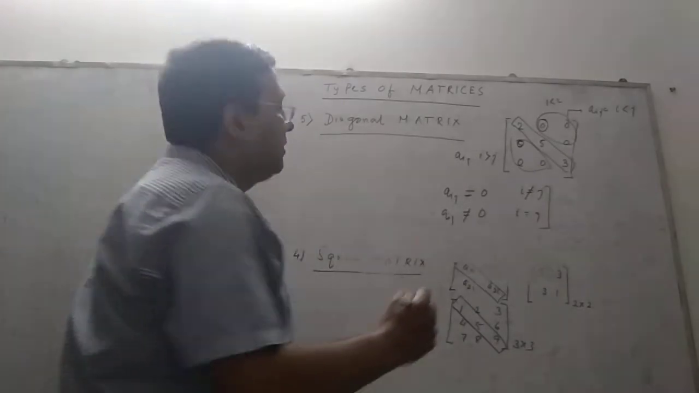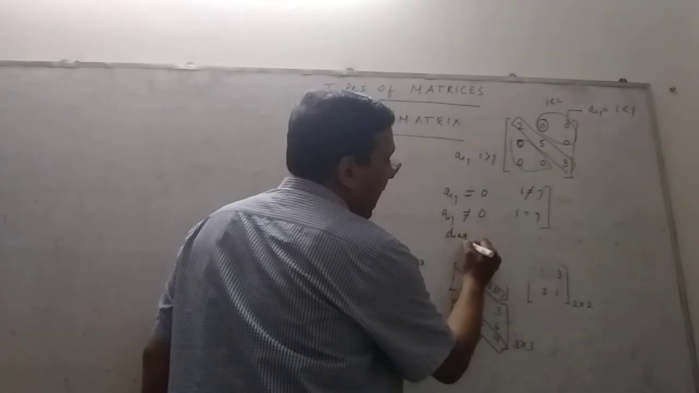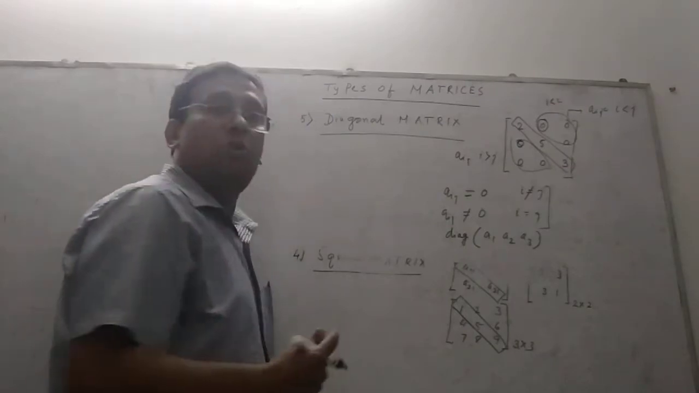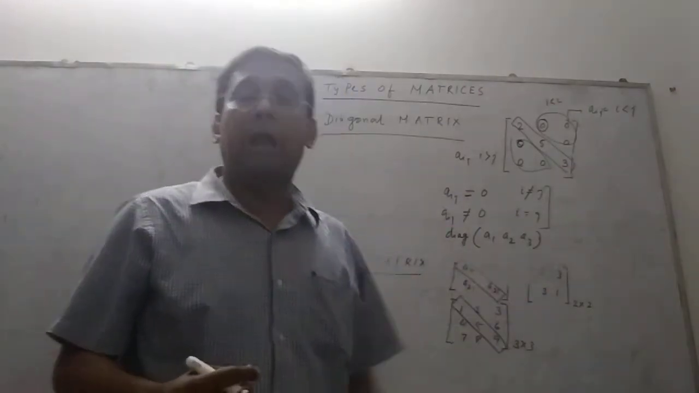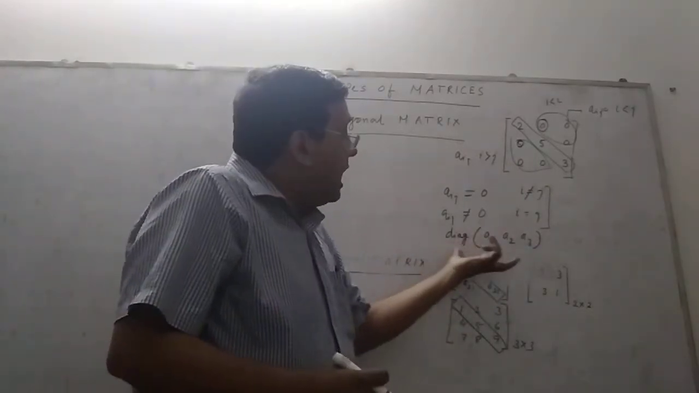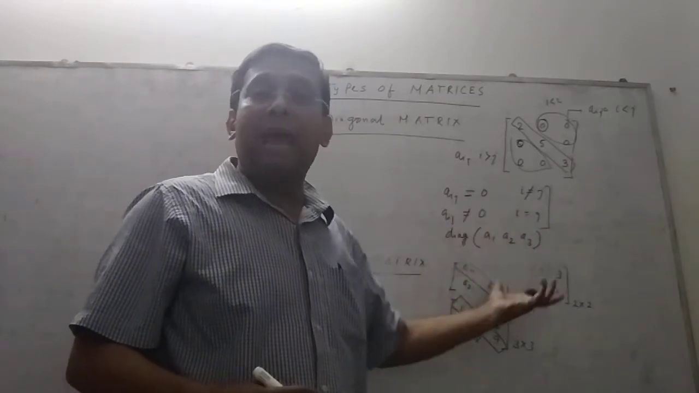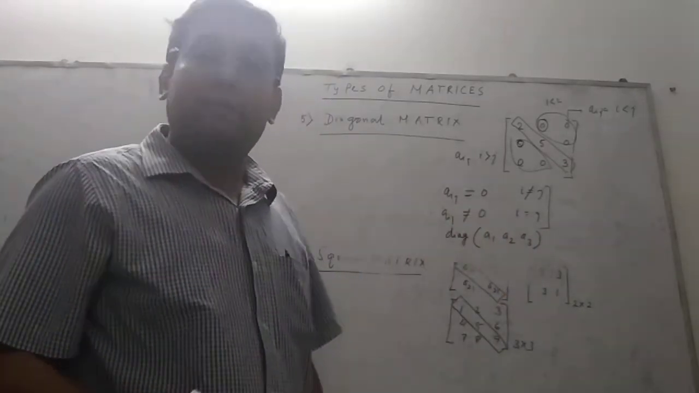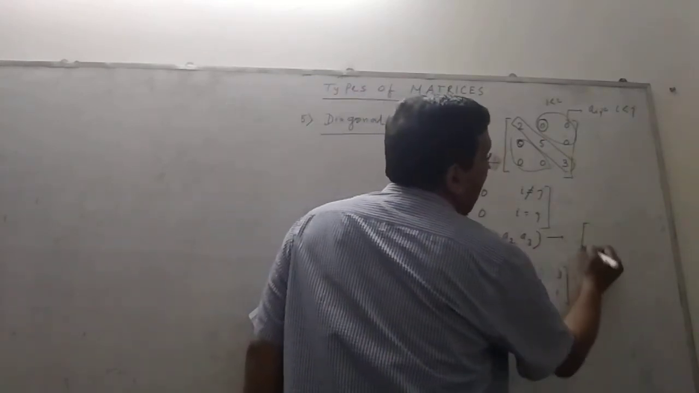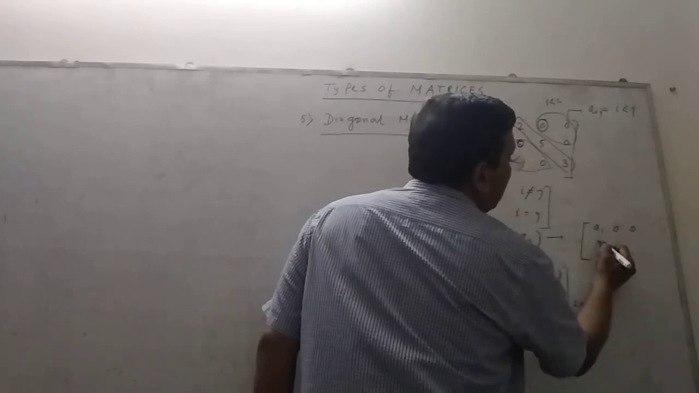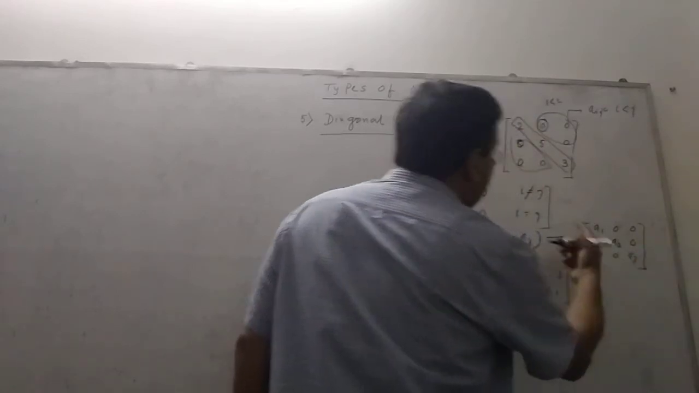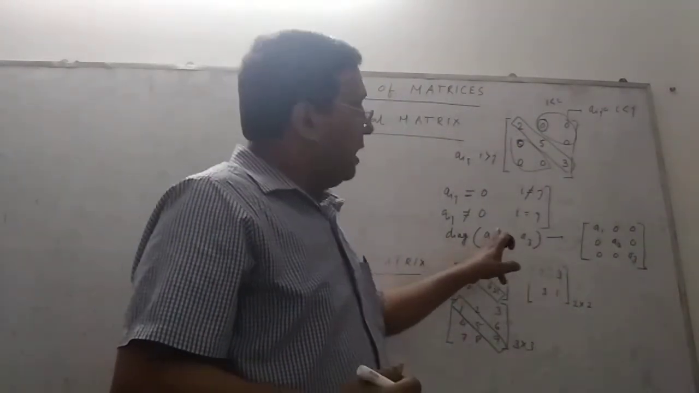We can define a diagonal matrix in this way, or we can express it as diag A1, A2, A3. In some question papers or in joint entrance you can see this type of language. If it is written diag A1, A2, A3, you have to understand it's a 3 by 3 diagonal matrix. So you can express this matrix as A1 0 0, 0 A2 0, 0 0 A3.